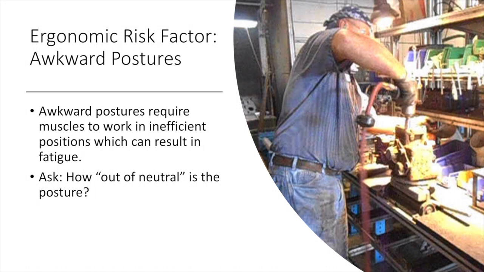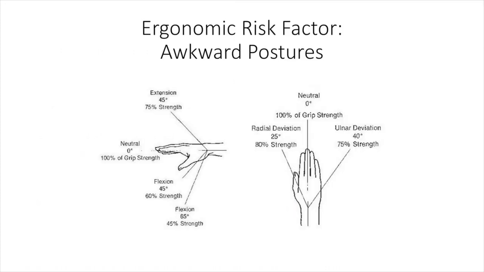Everyone bring your hand up like this for me. Okay? Make a tight fist. All right, open that hand up, bend the wrist back, bend it forward, hold it in the forward position like this. Now make that tight fist. Difficult to do, isn't it? Neutral position, we have 100% of our grip strength. That's where we're strongest. At 45 degrees of flexion, we only have 60% of our grip strength. At 65 degrees of flexion, we only have 45% of our grip strength, less than half.